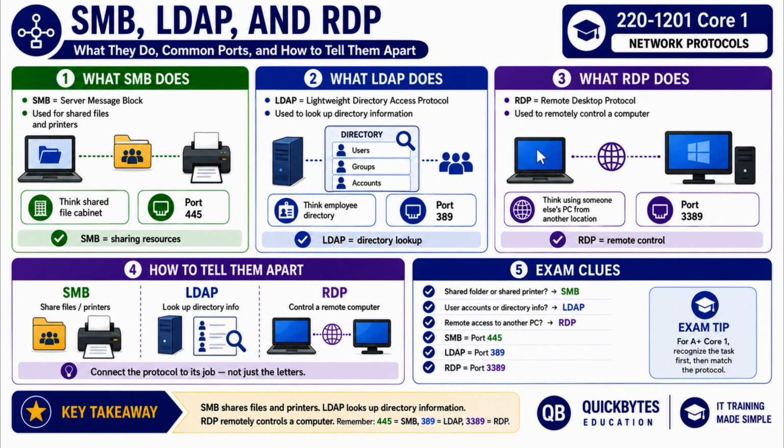Let's start with the simple version. SMB is for sharing files and printers. LDAP is for looking up directory information. RDP is for remotely controlling a computer. Think of it like an office building. SMB is the shared file cabinet. LDAP is the employee directory. RDP is sitting at someone else's computer from another location.